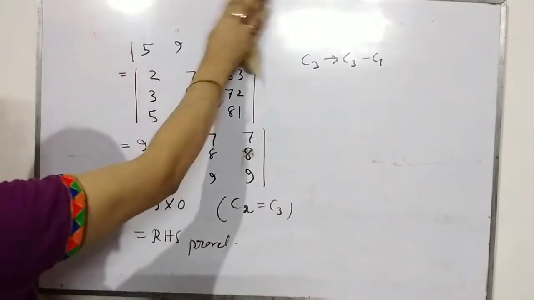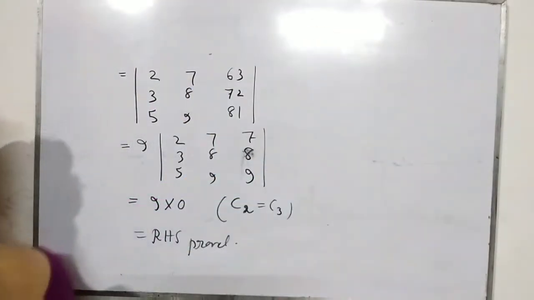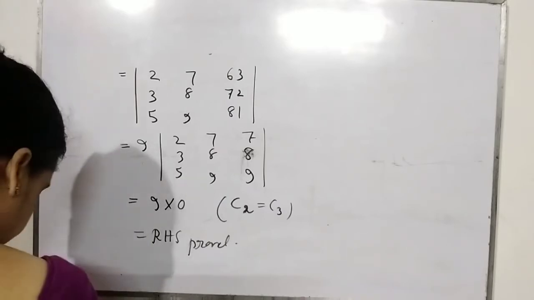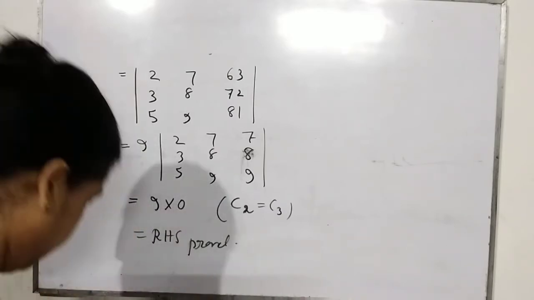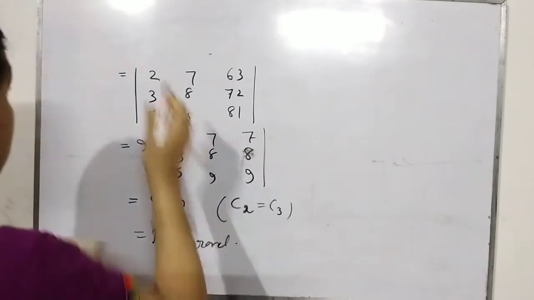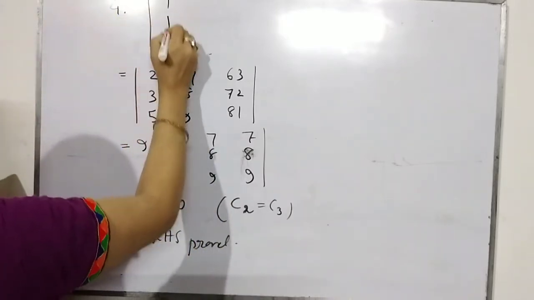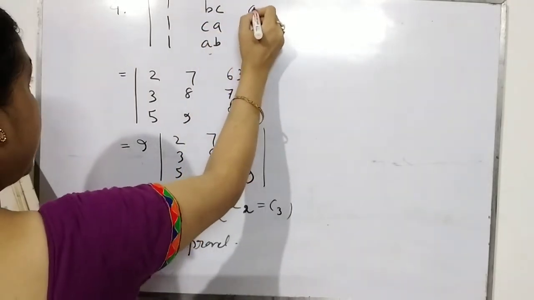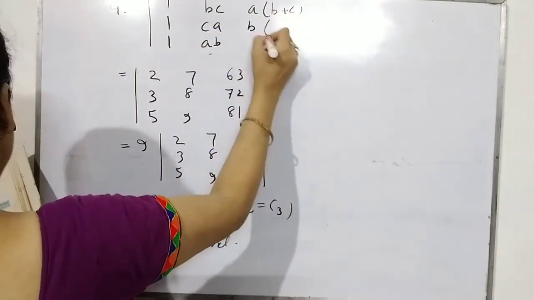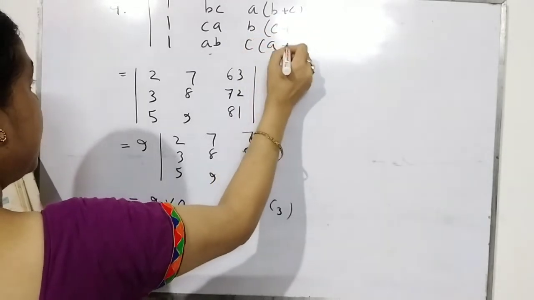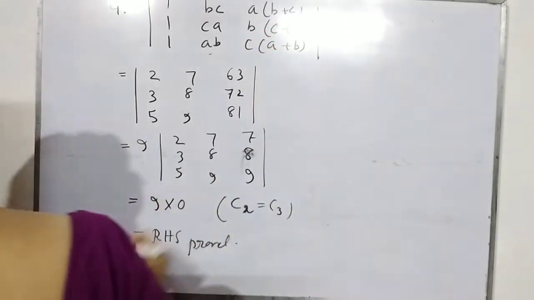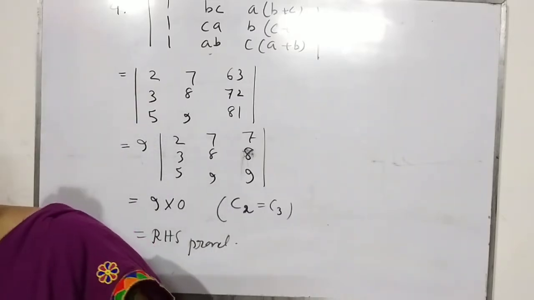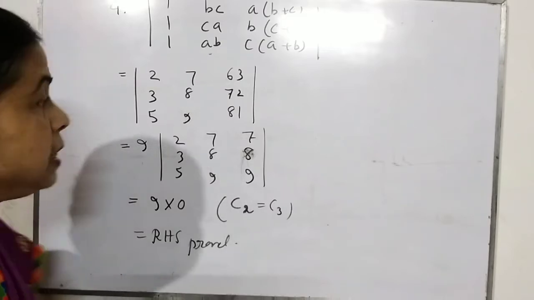Now I proceed to question number 4. Let me write down the question. Your question number 4 is 1, 1, 1; BC, CA, AB; and A into B plus C, B into C plus A, C into A plus B, and that is again equal to 0. Don't think that solutions are always equal to 0, not like that. These are the questions where you have to show that the right hand side is equal to 0.